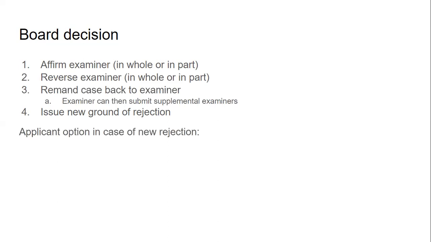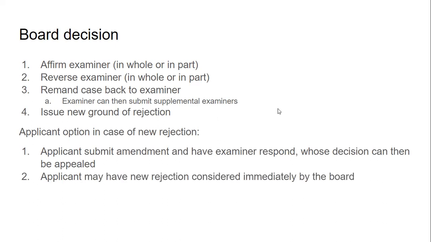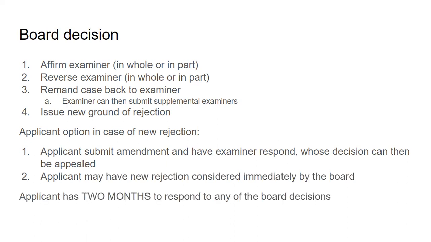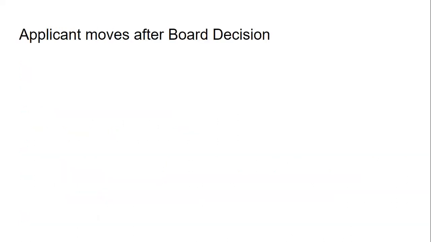So now the applicant option in the case of a new rejection is to submit an amendment and have the examiner respond. By submitting an amendment, you're kind of reopening prosecution. And then after the examiner responds, that decision can be appealed again. Or the applicant can have their new rejection considered immediately by the board. Now the applicant has 2 months to respond to any of the board decisions here. And that can be either with a rehearing or a petition to have a new ground of rejection designated as such if it has not been already.